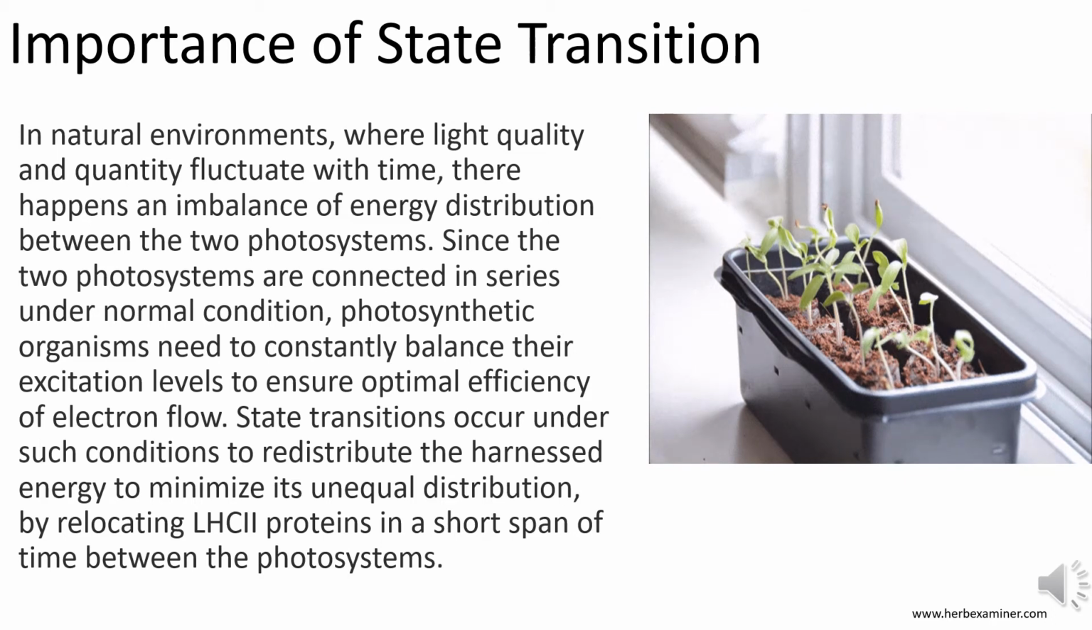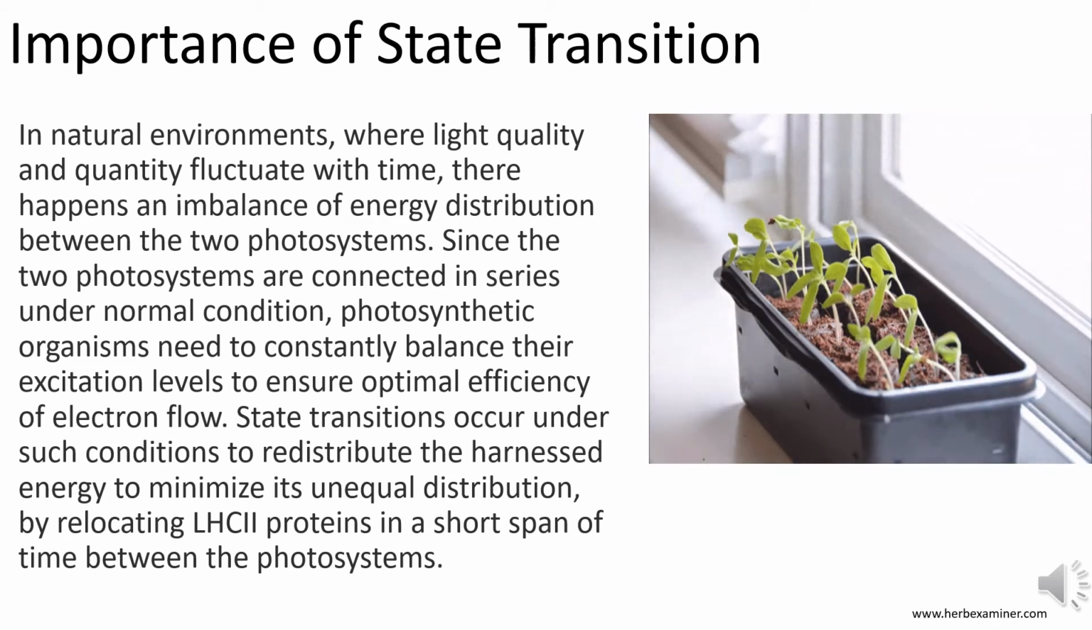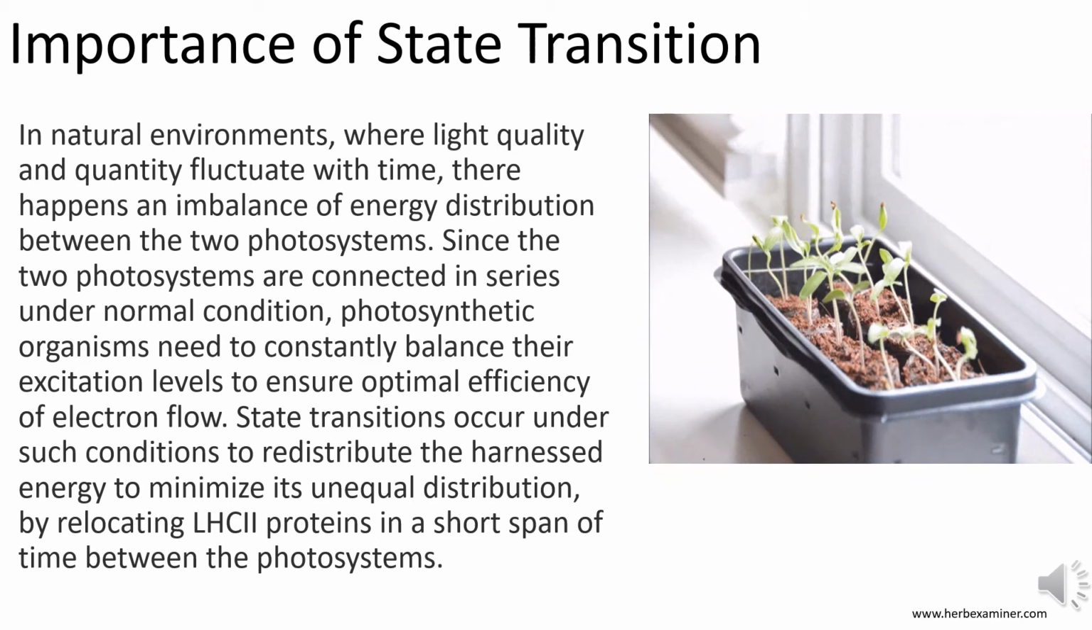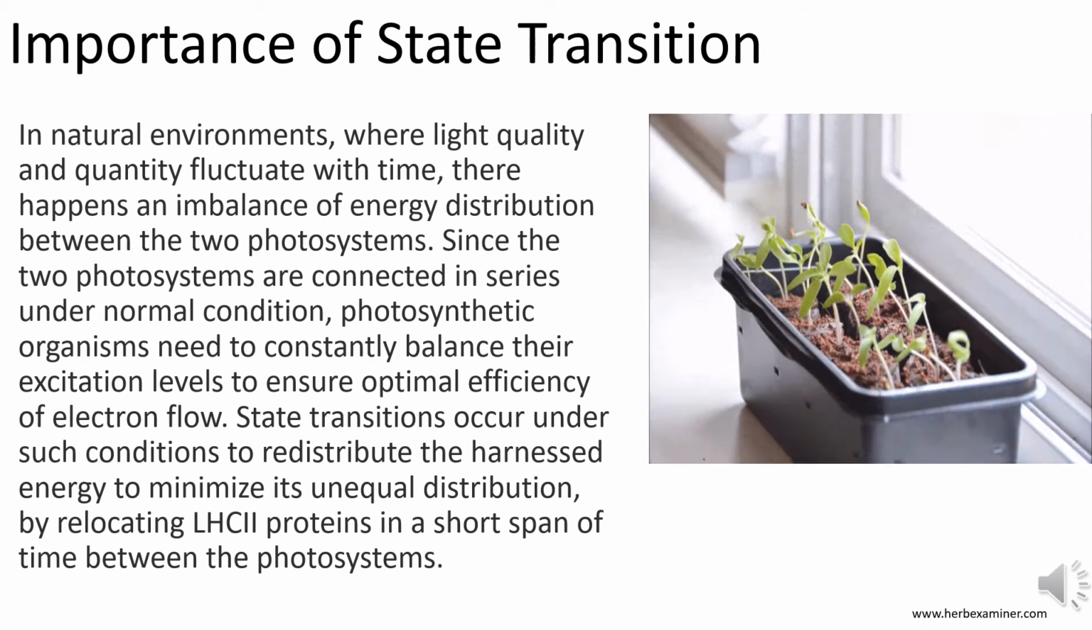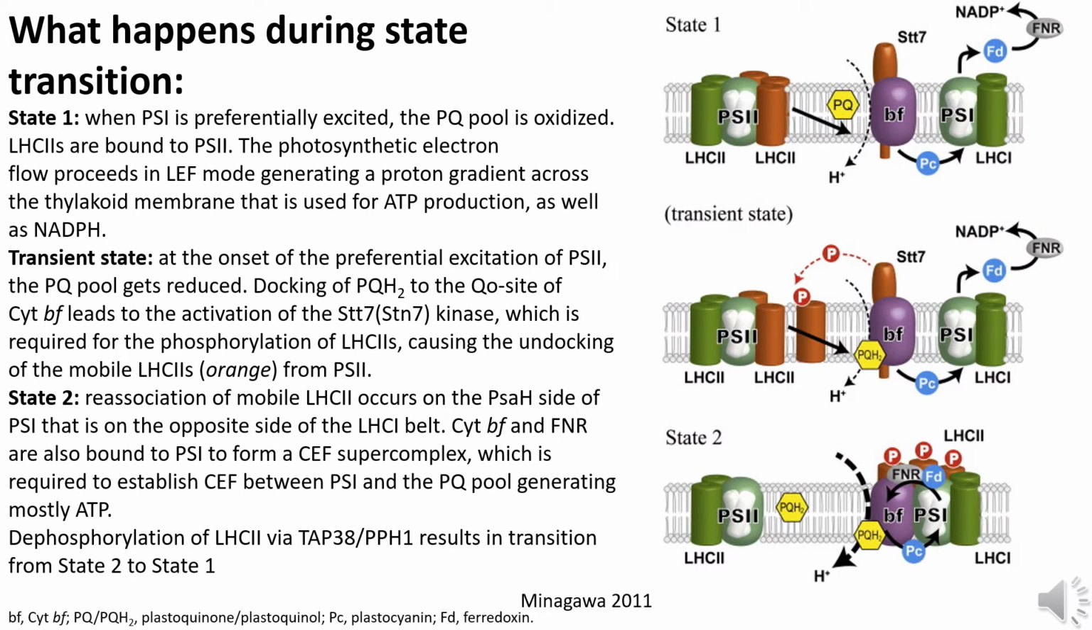In higher plants, this happens by relocating the LHC2 or light harvesting complex 2 proteins in a short span of time between the two photosystems. Imbalances in the excitation state of the two photosystems are sensed by the redox state of the intermediate components involved in electron transfer. This leads to the phosphorylation of light harvesting complex 2. As we know, in chloroplast there is an abundance of phosphoproteins. So now let's see what happens during state transition.